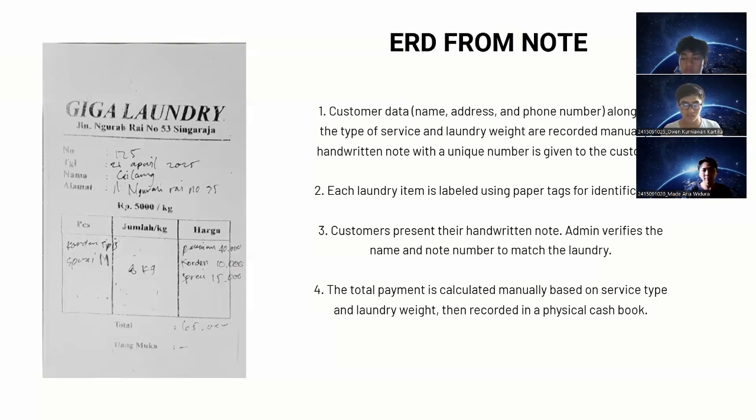Also, the total payment is calculated manually based on service type and laundry weight. So here we can see the customer wants to wash a gorden, a tipis, a spray, with the size M, and a few clothes. Here in this note, the clothes were not specified, but the employee only weighed 8 kilograms. So here we can see there is also the price. The pakaian or clothes will be priced at 40,000, and the gorden 10,000, and this price is also 15,000. Okay, next.